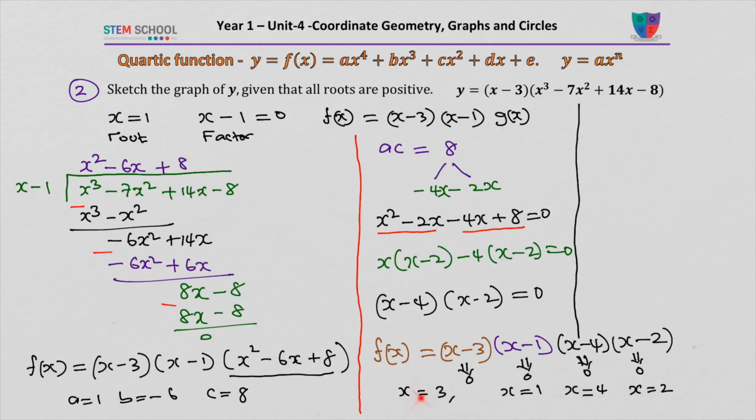So now these are the 4 roots we need to sketch the curve. It's got a y-intercept. The intercept will be minus 3 times minus 8, which will be plus 24. So it'll be crossing at 24. The intercept will be minus 3 times minus 8, it's going to be 24, and that is the intercept on the y-axis.